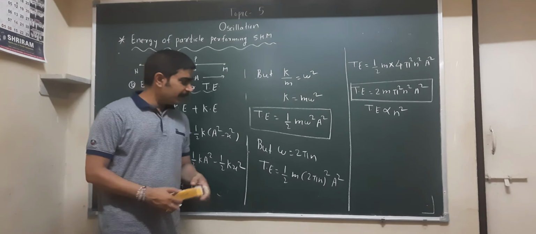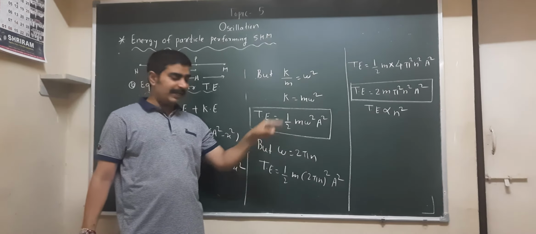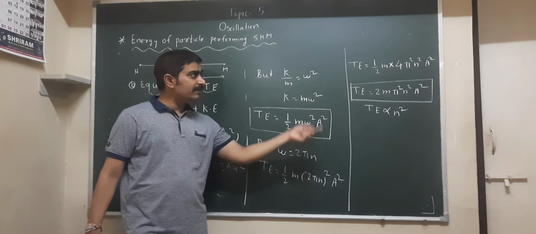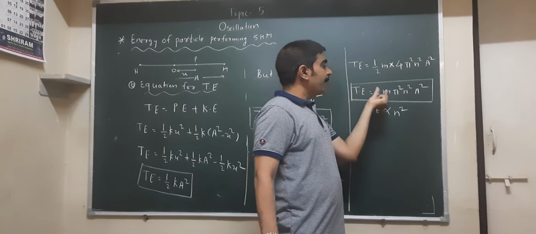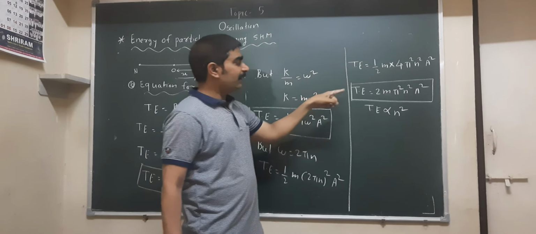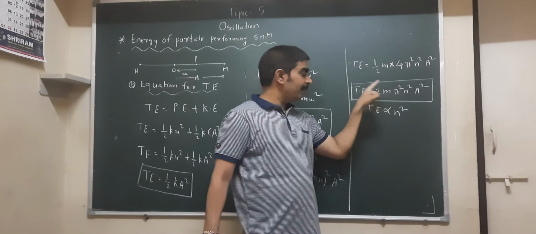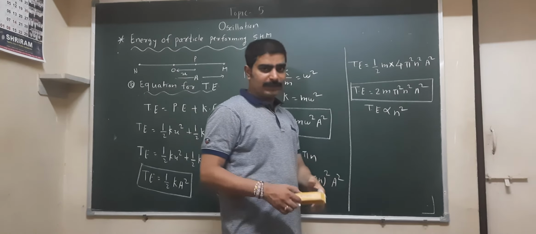Again I am going to explain here. Total energy is equal to half m omega square a square, but omega is equal to 2 pi n. So 2 pi n square, that is 4 pi square n square. 2 will get cancelled, so 2 m pi square n square a square. So based on this we can say that m is a constant, pi is a constant, amplitude is a constant, n is variable. So the total energy is directly proportional to the square of frequency.